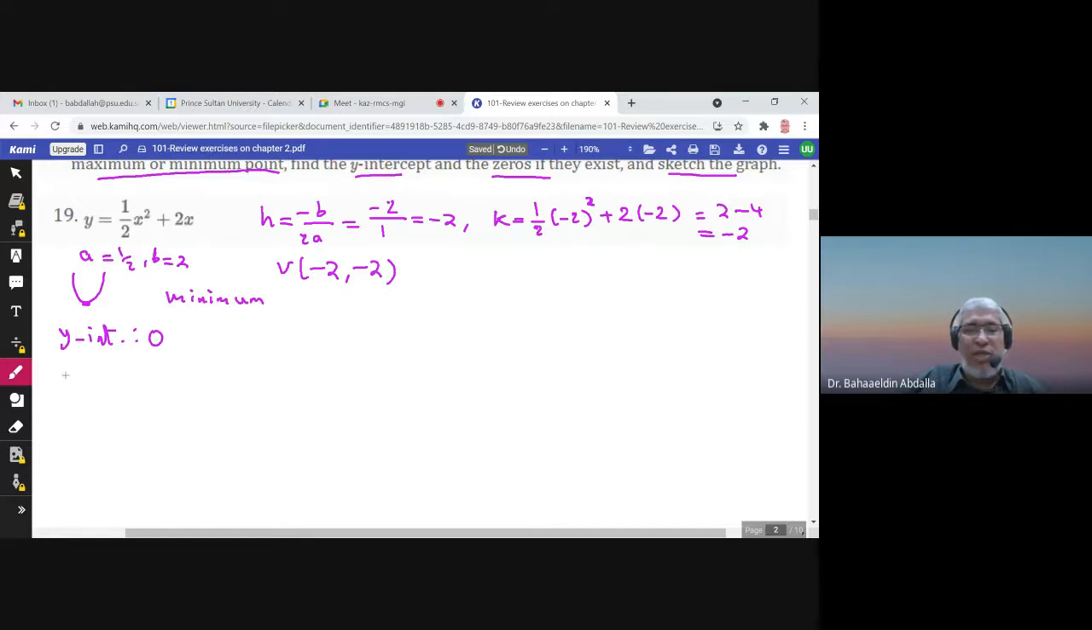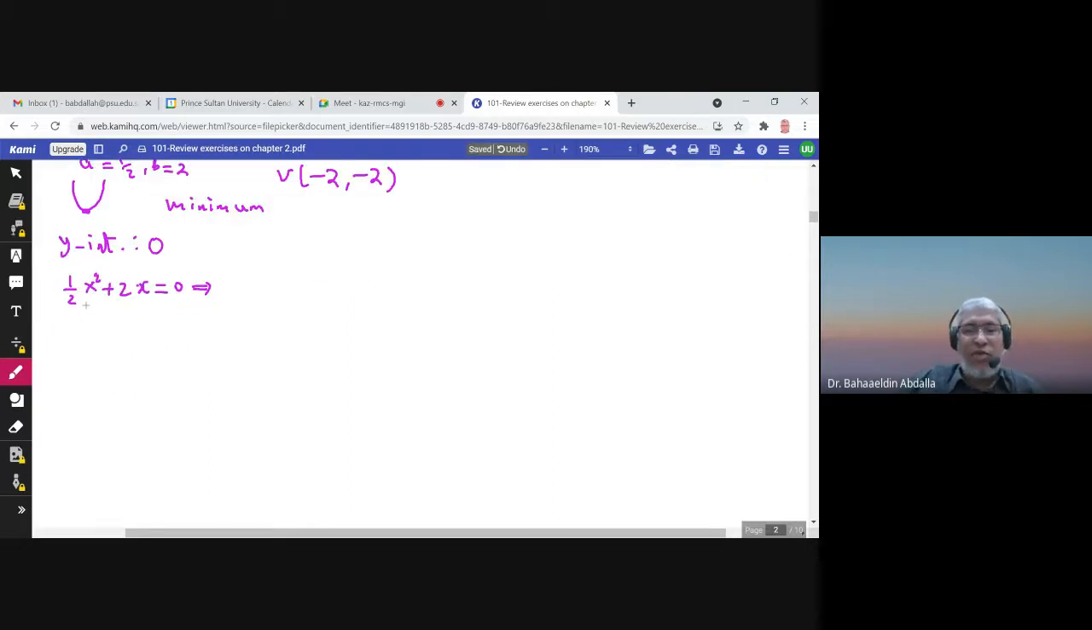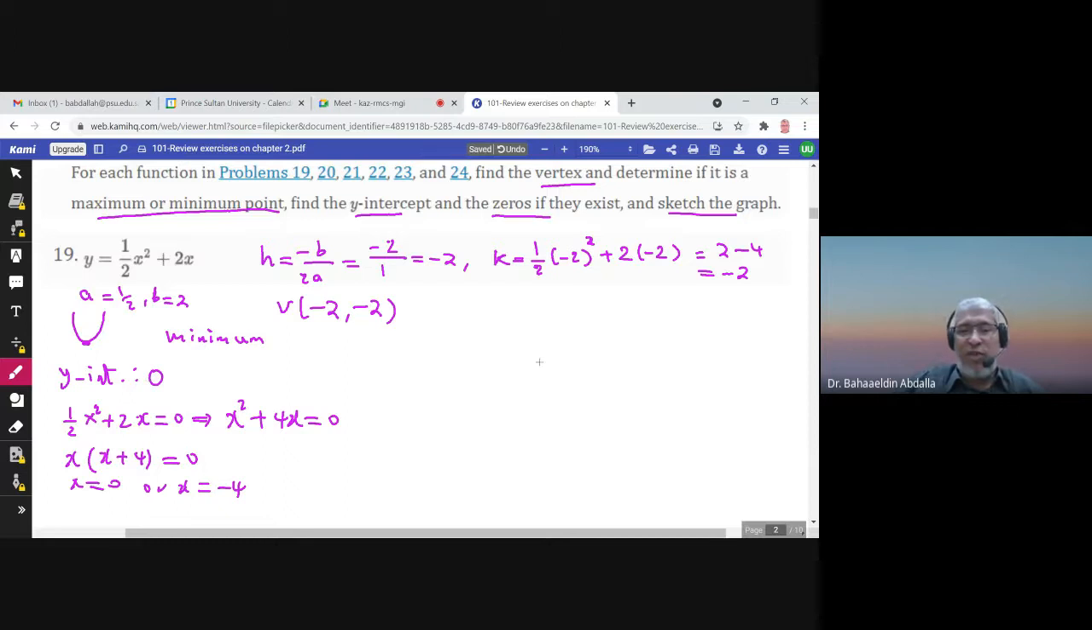So we put y equals 0, so we have half x squared plus 2x equals 0. Now, I can multiply by 2 to get rid of this half. So x squared plus 4x, because I multiplied by 2, equals 0. And if I take x as a common factor, then either x is 0 or x is negative 4. So I have two zeros for this parabola.